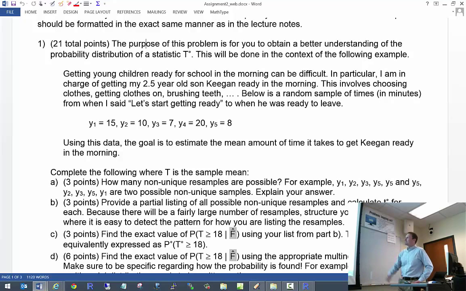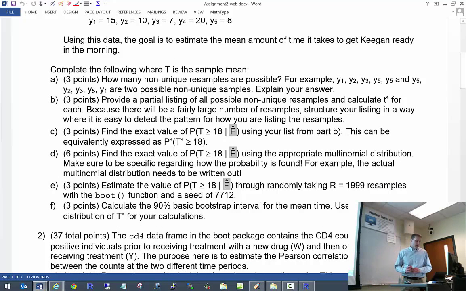Anyway, so the first time that I kept track of the time it took me to get him ready, from when I said, okay, it's time to get ready, until I got his clothes on and his teeth brushed, it took me 15 minutes. Next time it took me 10 minutes, and so on. So using this data, the goal is to estimate the mean amount of time it takes to get Keegan ready in the morning. Okay, so that's the setup.